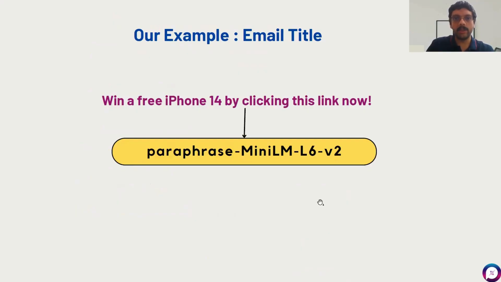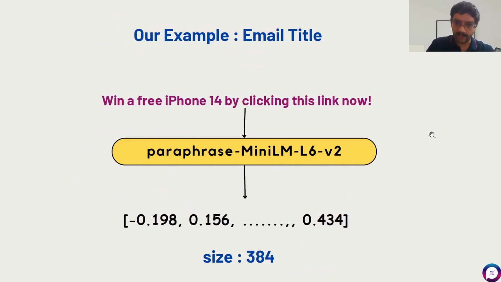In our case, we're going to pick the paraphrase-MiniLM-L6-v2. It's a fairly simple, quick to run model, but it's good enough for our purpose, where it'll take an email and convert it into a 384-dimensional vector.